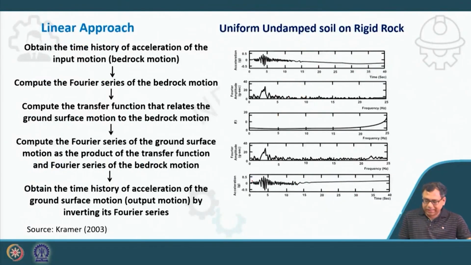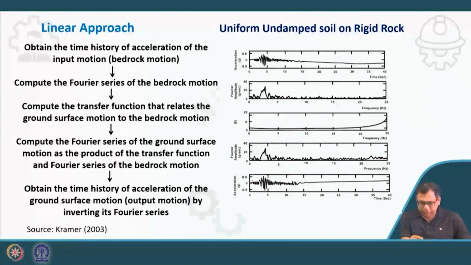Now, the first approach that I will discuss is the linear approach. There are three types of approach to get the ground surface motion: one is the linear approach, another is the equivalent linear approach, another is the non-linear approach. Here there are different cases. I will discuss only two cases, the uniform undamped soil on rigid rock and the uniform damped soil on rigid rock. The first case is the uniform undamped soil on rigid rock.